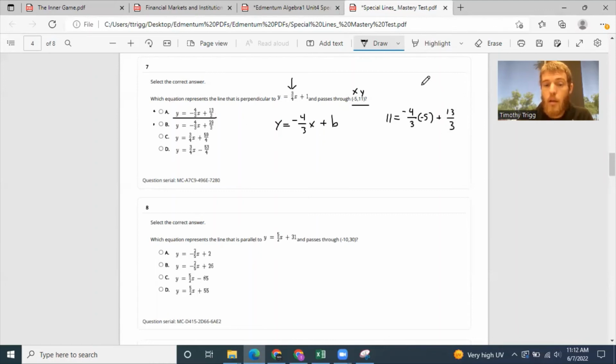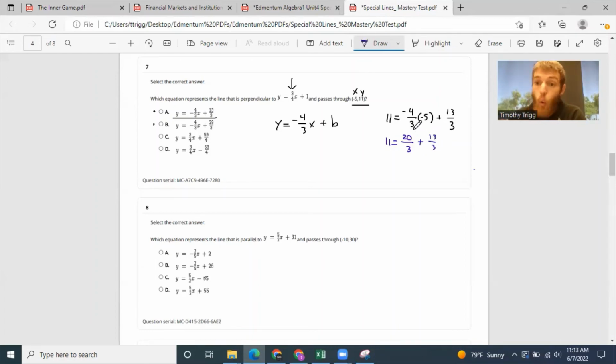Now, remember, here we're just multiplying this fraction times a whole number. Normally I would say take the whole number, multiply by the numerator, divide by the denominator, which we could do here, but in this case it doesn't divide evenly. So we're just going to multiply by the numerator. Negative 4 times negative 5 is positive 20. So that's 20 over 3, and then plus 13 over 3.